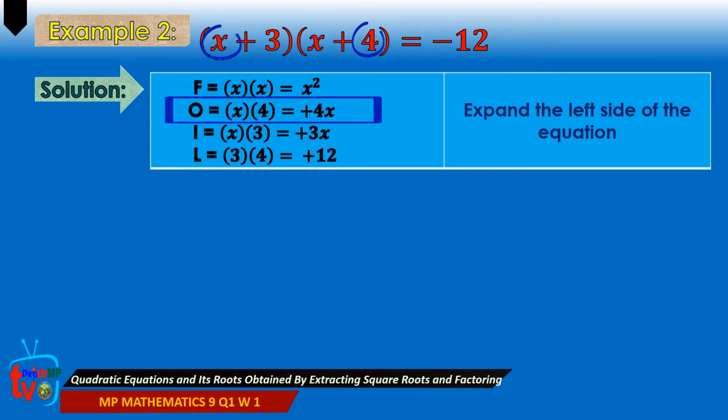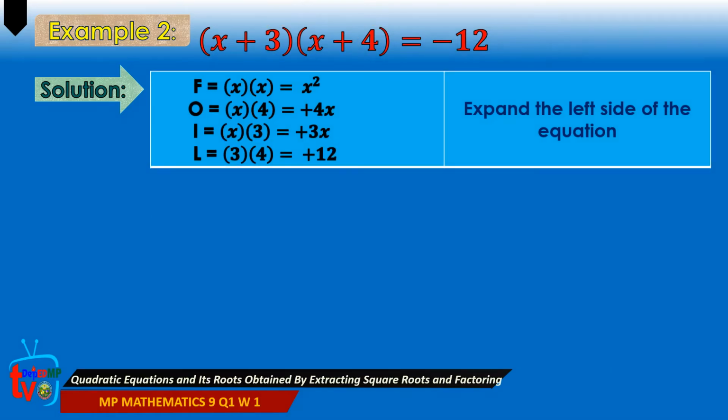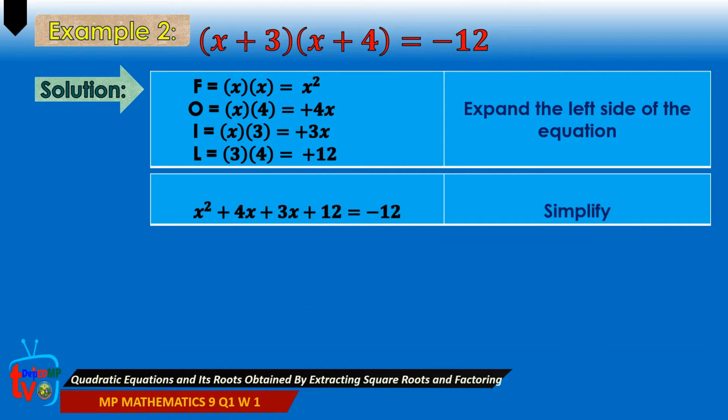Next, O for the outer terms. The outer terms are x and 4. So x times 4, 4x. Next, the inner terms. x and 3 are the inner terms. Multiplying them, it will give us 3x. For the last terms, 3 and 4, their product is 12. So we have there 12, and then we are going to simplify, and we will have x squared plus 4x plus 3x plus 12 is equal to negative 12.